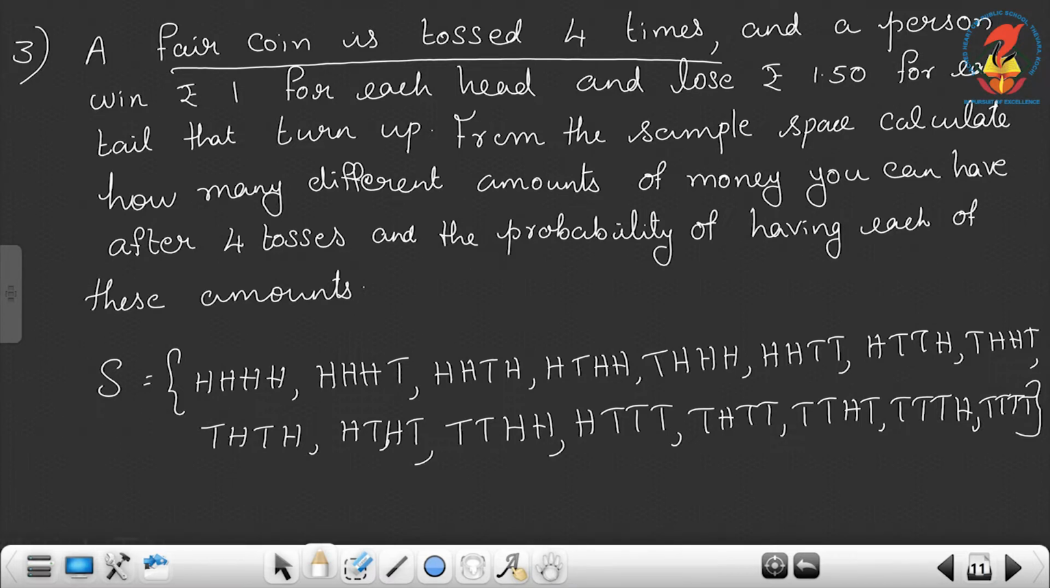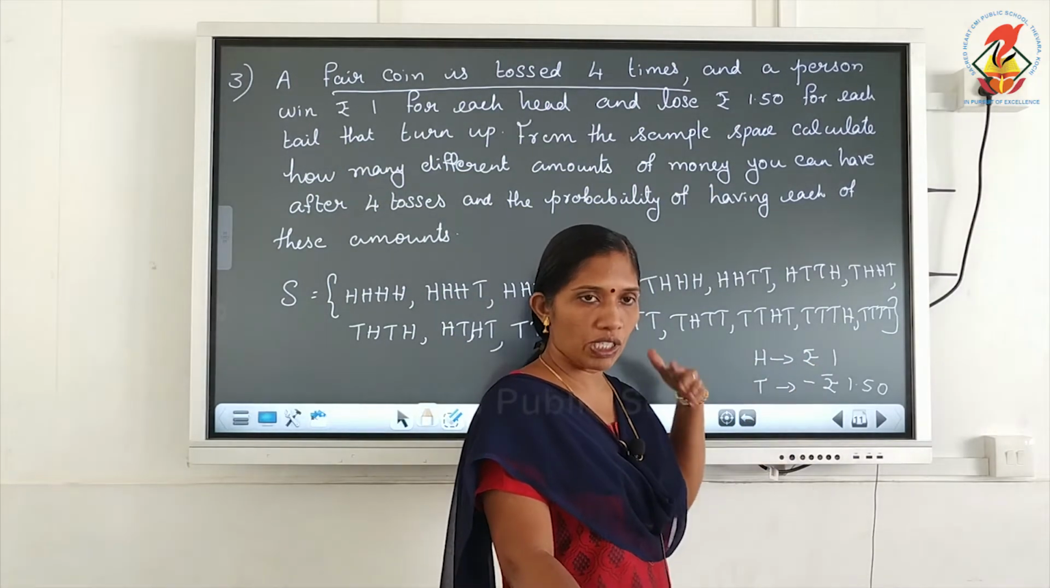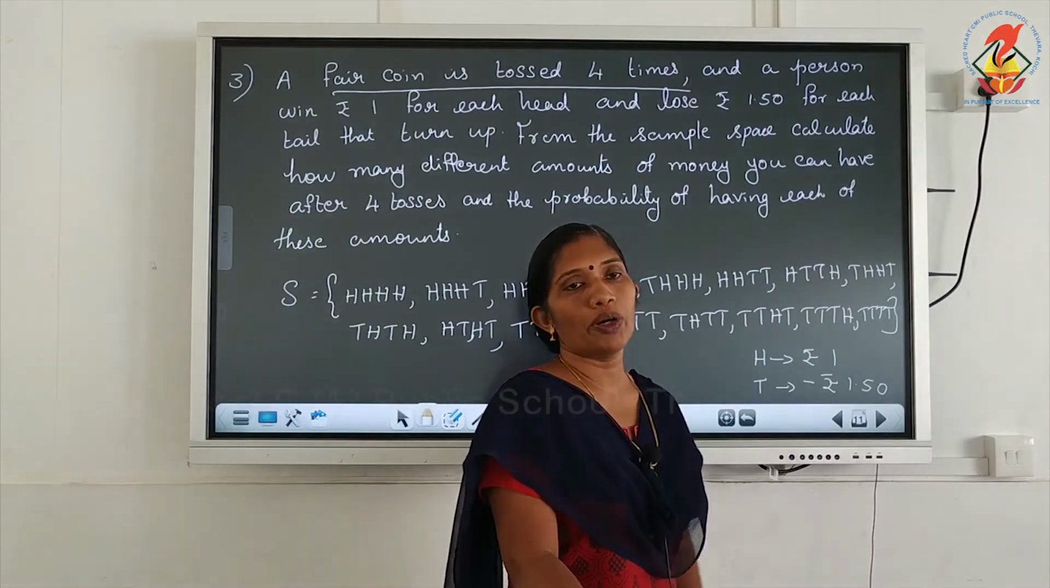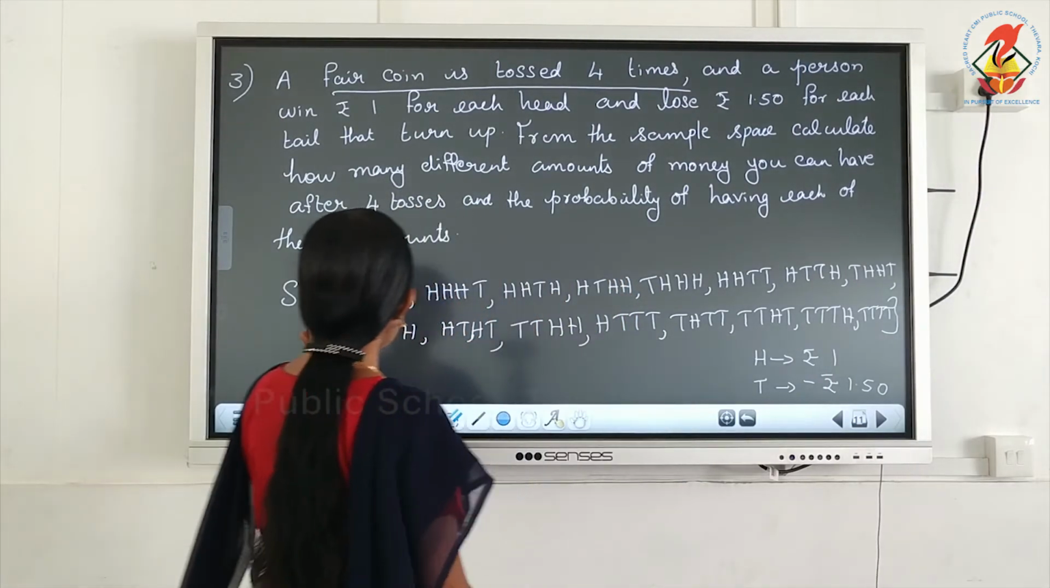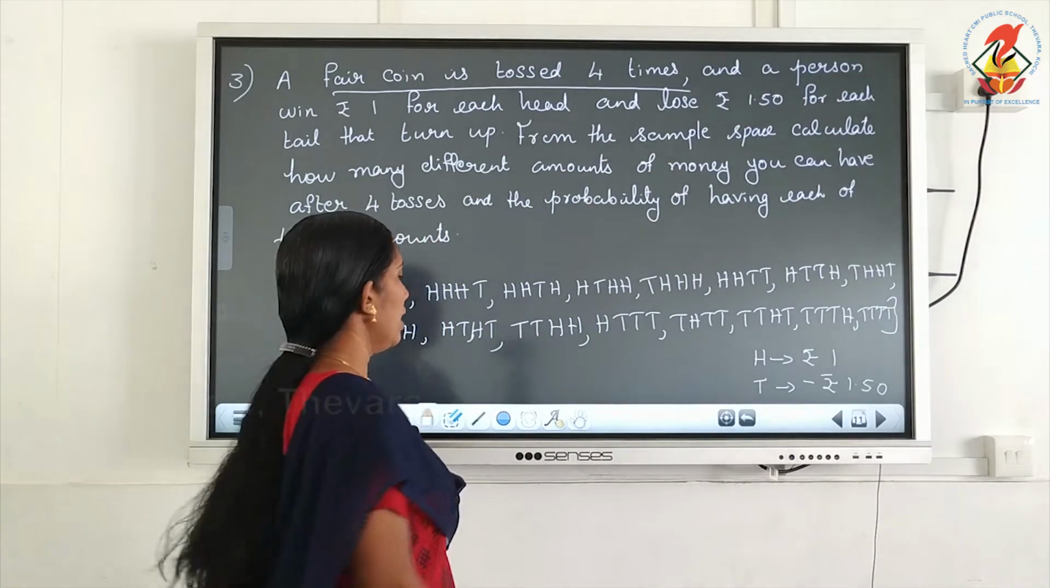16 outcomes. Now for each head, what do we get? Rupees 1. When we get tail, we lose. That means you have to put a minus sign. How much rupees? 1.50. So in the first case we gain or win rupees 1, in the other case we lose rupees 1.50. In that way you calculate for each outcome how much money we get.